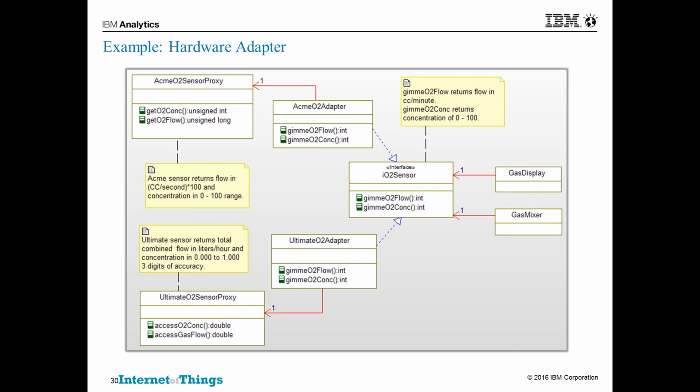The other interface is this Ultimate O2 sensor proxy. And it returns total flow in liters per hour and concentration as a double in the range of 0.000 to 1.000 with 3 digits of accuracy. And so now the implementations of the Gimme O2 flow in the Acme O2 adapter versus the Ultimate O2 adapter are going to be different, because they have to do different kinds of impedance matching to match those interfaces.